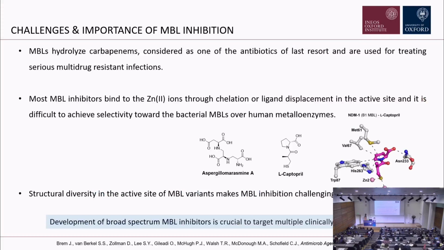So inhibition of MBL is extremely important and yet challenging, because MBL hydrolyzes carbapenem antibiotics, which are one of the last resort antibiotics to treat serious multi-drug resistant infections. And also, most of the MBL inhibitors are designed to bind to the zinc metal ions in the active site, which leads to poor selectivity over human metalloenzymes. Also, due to the structural diversity in the active site of different MBL variants, it is essential to develop broad spectrum MBL inhibitors, which will target multiple clinically relevant MBLs.